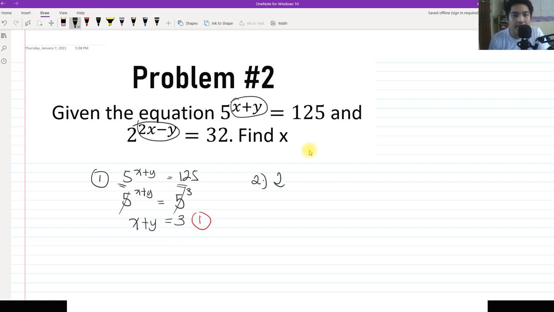So the same thing. We have 2 raised to 2x minus y equals 32, which is the same as 2 raised to 5. Voila, they have the same base, which is 2. So equation 2 must be 2x minus y equals 5. So this is our equation 2.